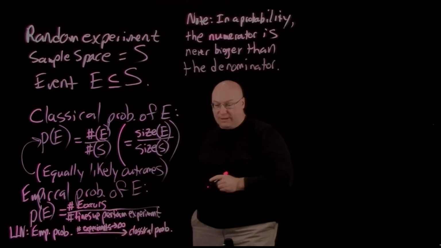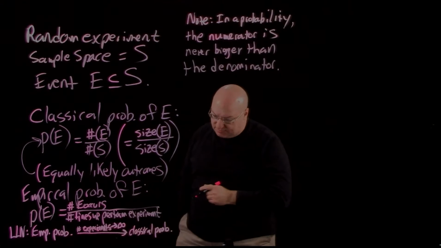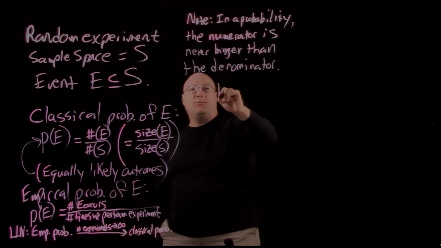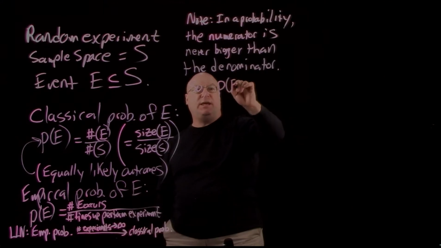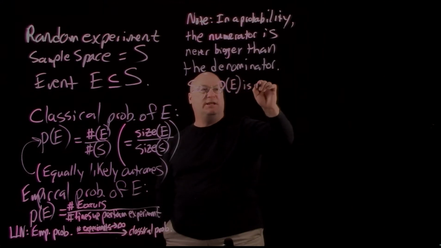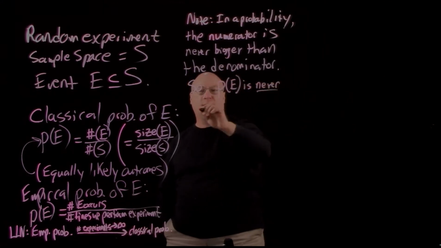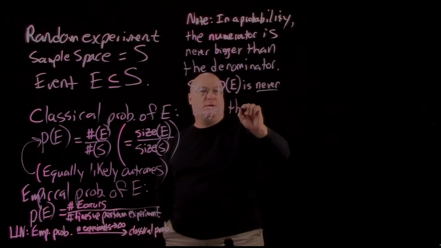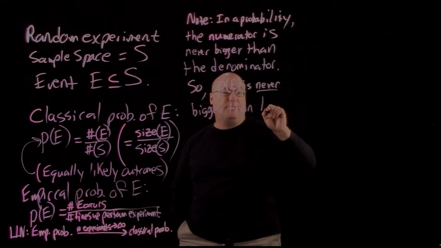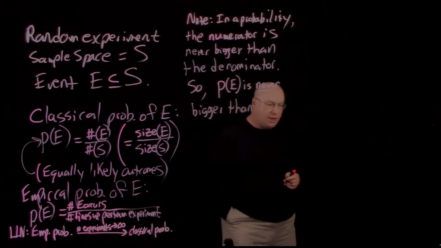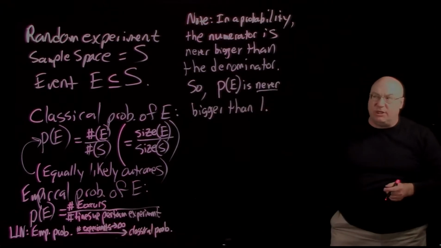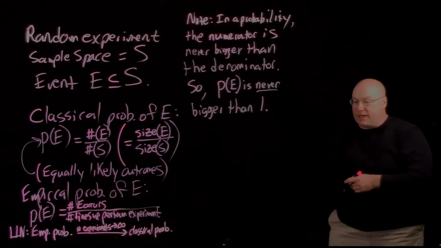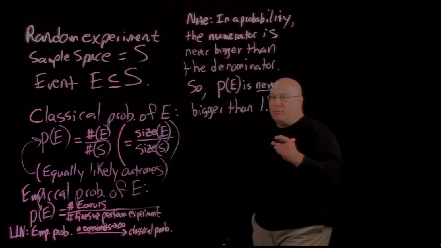All right, what does that mean? The numerator is never bigger than the denominator. So the probability of E is never bigger than 1, right? It can't possibly be bigger than 1. And intuitively, if you think 1 means 100%, you can never be more than 100% sure something is going to happen, right? So that should make intuitive sense.